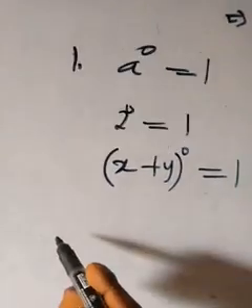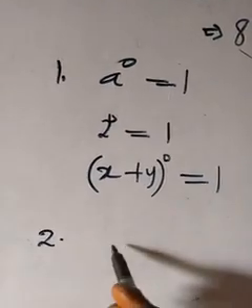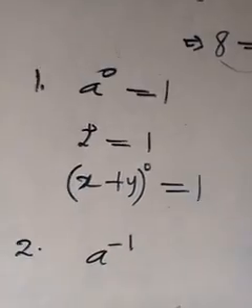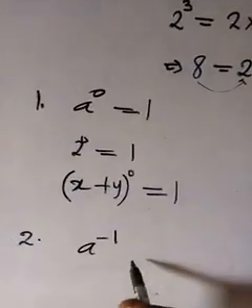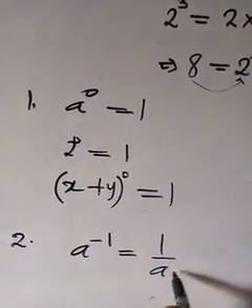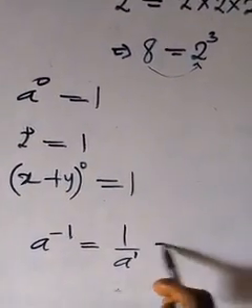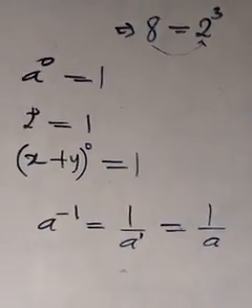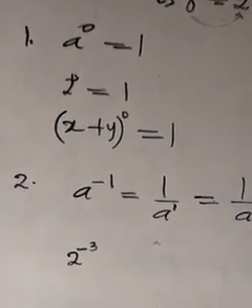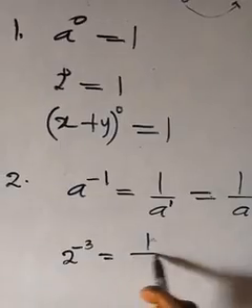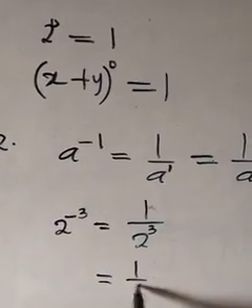Then the second one is a number raised to a negative power. In indices, any number that is raised to a negative power is going to give us the inverse of the number. So a raised to power minus b can also give us 1 over a raised to power b. For example, if we have 2 raised to power minus 3, it will give us 1 over 2 raised to power 3, which is equivalent to 1 over 8.